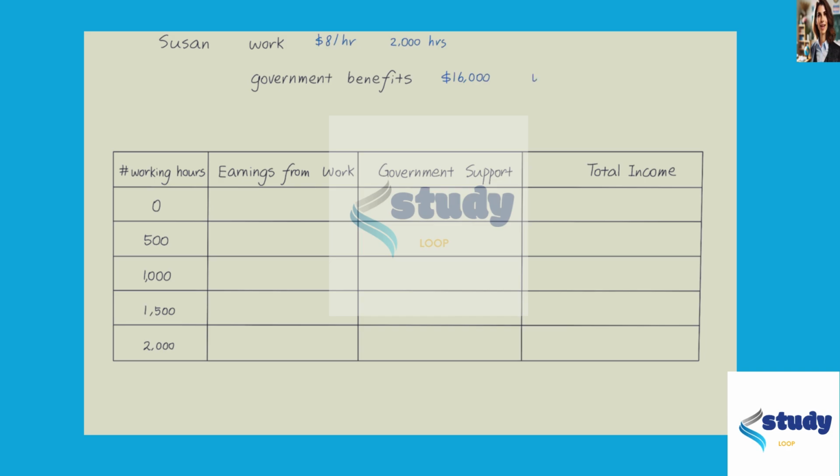Therefore, the welfare for her equals $16,000 minus her earnings.